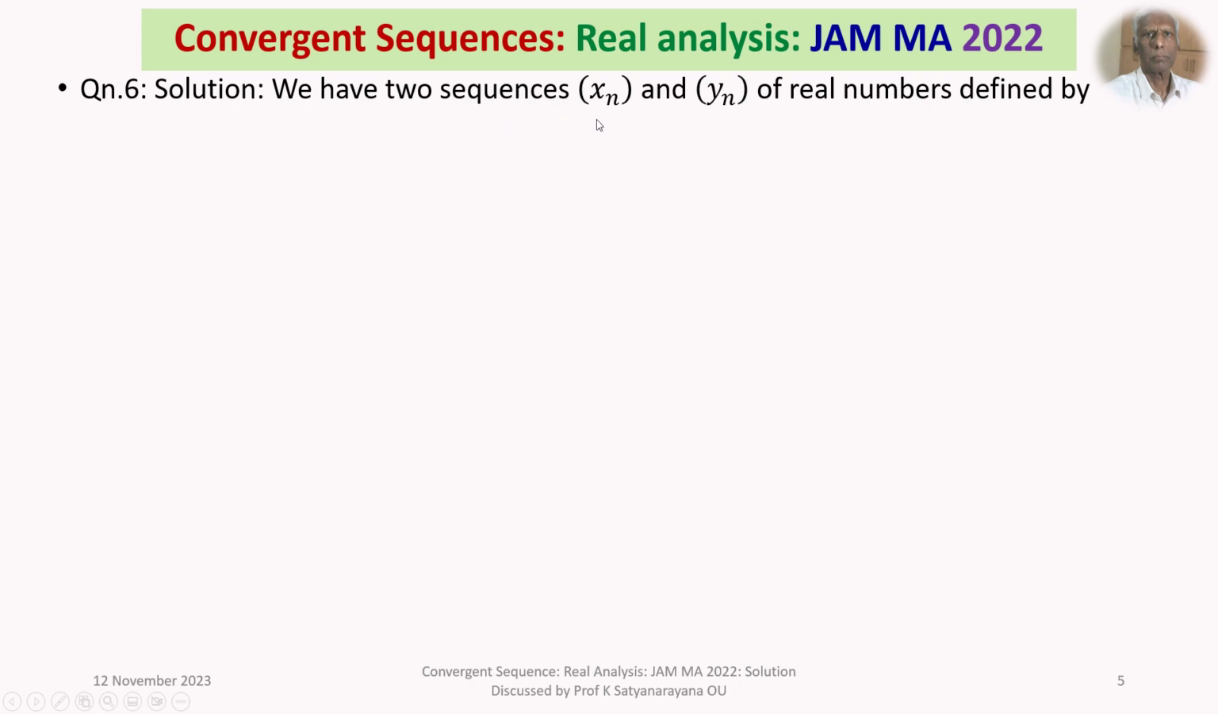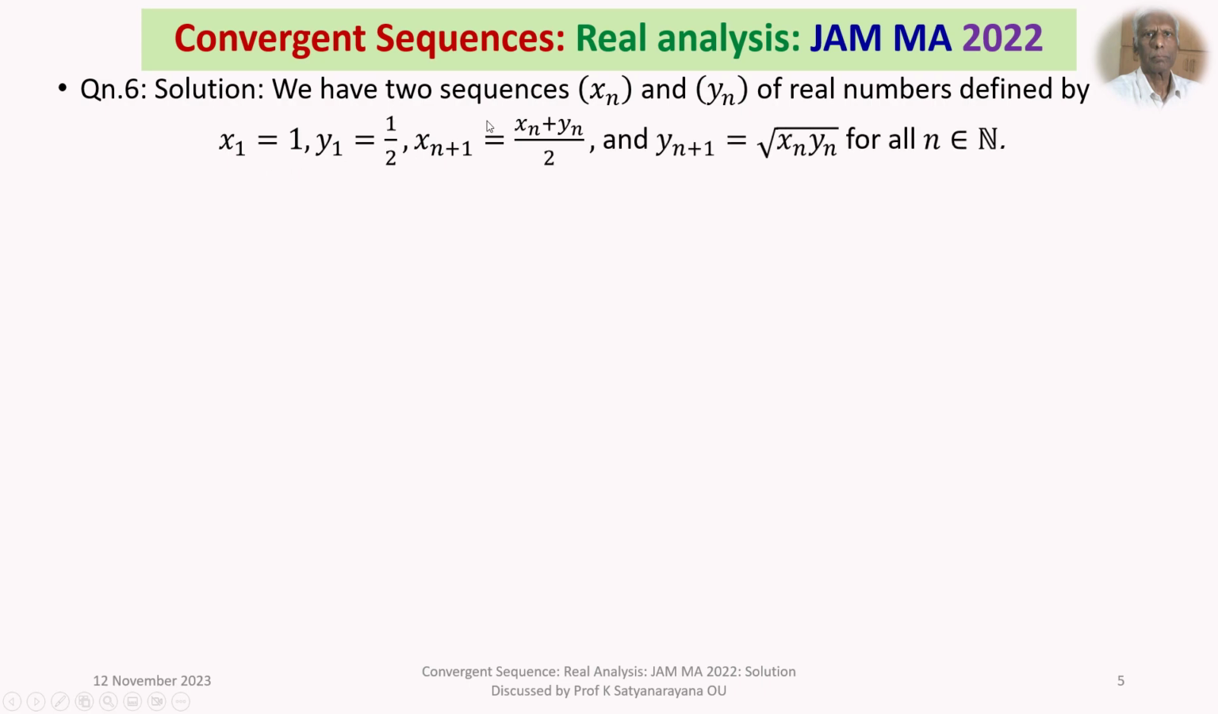We have 2 sequences, xn and yn, of real numbers. They are defined by x1 is equal to 1, y1 is equal to 1 by 2. The first terms of the sequences xn and yn are respectively 1 and half. Xn plus 1 is equal to xn plus yn by 2, that is the arithmetic mean of xn and yn, and yn plus 1 is equal to under the square root of xn yn, that is the geometric mean of xn and yn, for all n belongs to N.